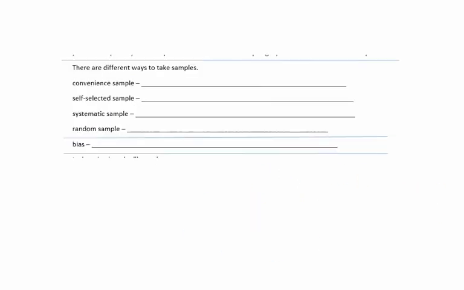Right. And that brings us to the next group of notes, which is there are different ways that you can take a sample. And they have pros and cons to pretty much all of these. The first way is to take something called a convenience sample. And this is exactly what it sounds like. You select people who are convenient.